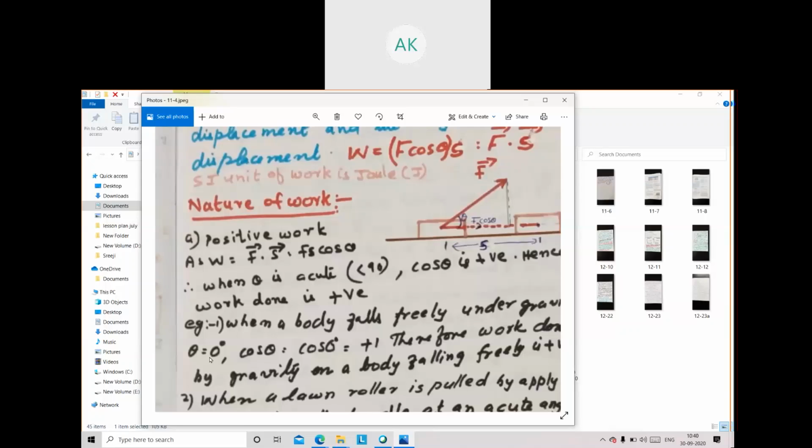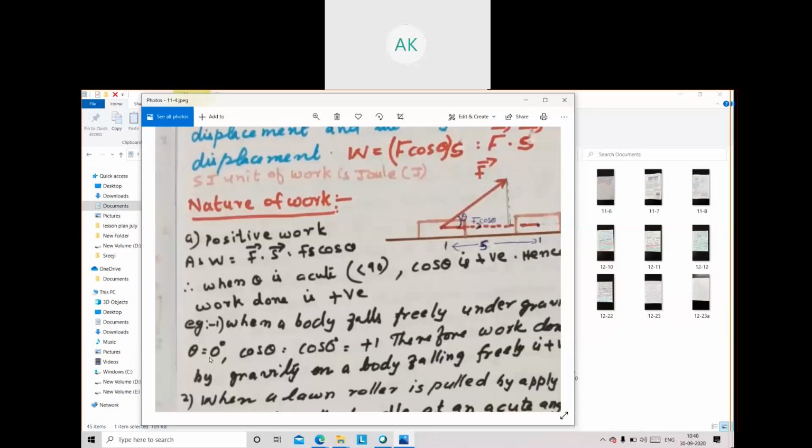When is work done 0? When the body doesn't move. Yes, correct. Very good. When the body does not move, displacement is 0, so work done is 0.